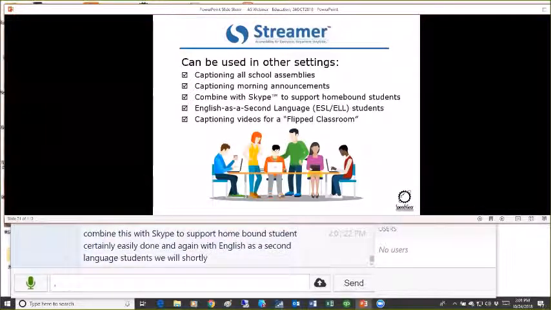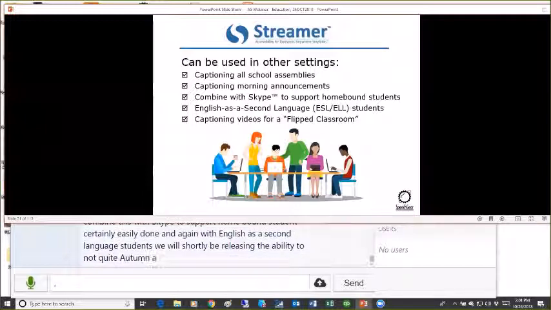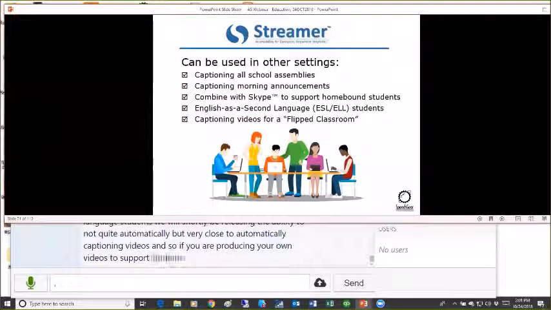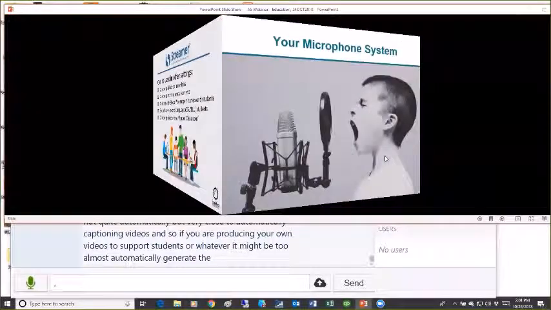We will shortly be releasing the ability to, not quite automatically, but very close to automatically, caption videos. So if you are producing your own videos to support students in a homebound setting or whatever it might be, consider using this software to almost automatically generate the captioning for those videos.